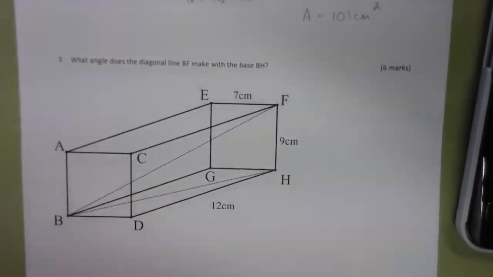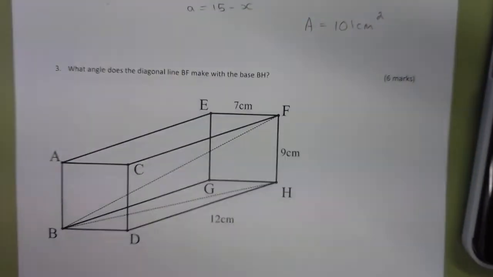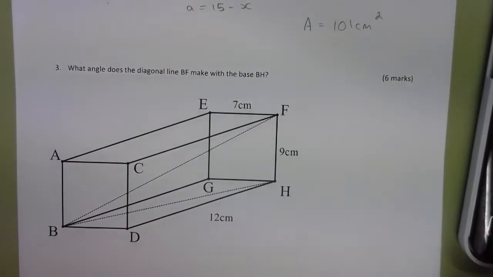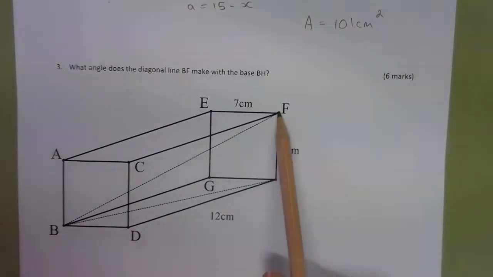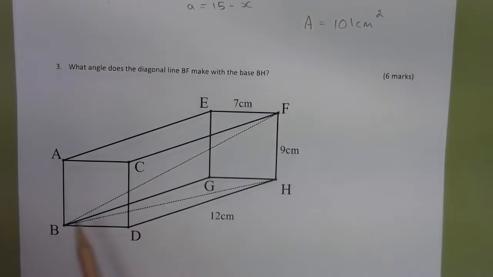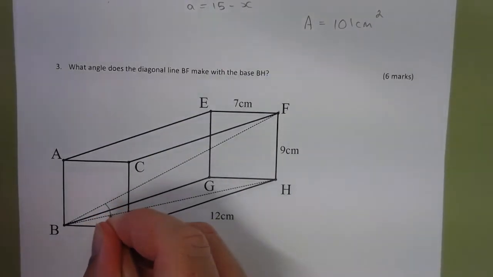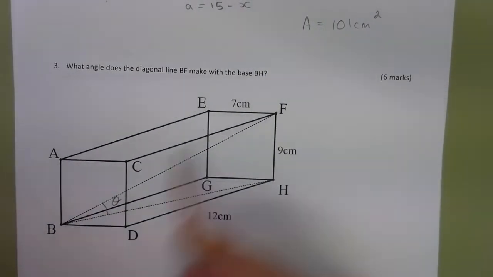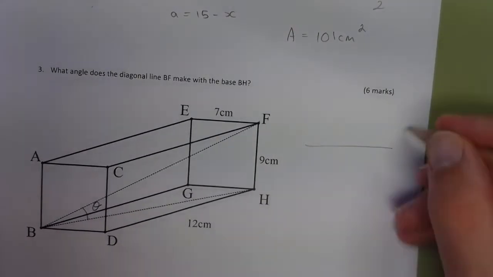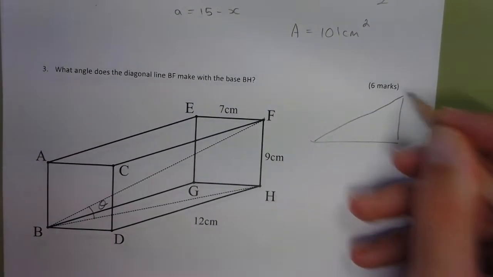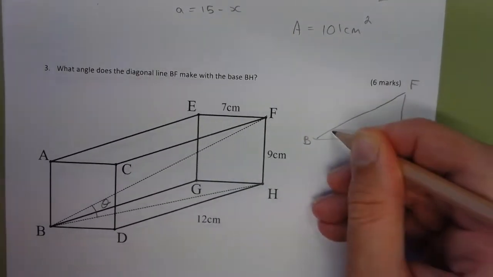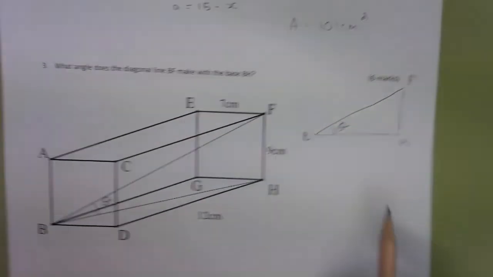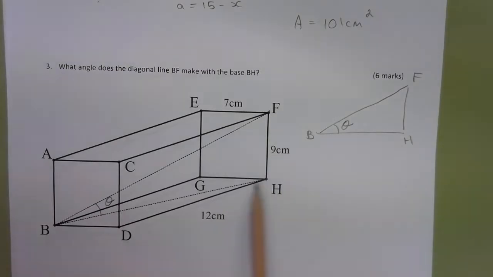Question 3. I'll sort of focus that for you here. Right, what angle does the diagonal line BF make with the base BH? Okay, so it's asking for this angle here. So I'm going to draw out this triangle. Basically, that diagonal is BF, and the bottom one's BH, and that's the angle it's trying to work out. So you can see I've just drawn this triangle over here.